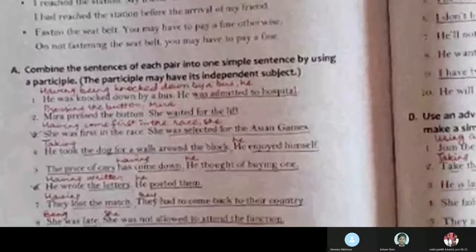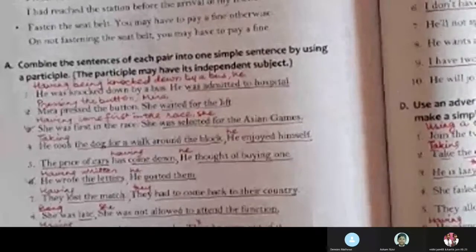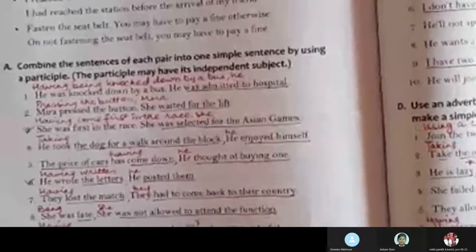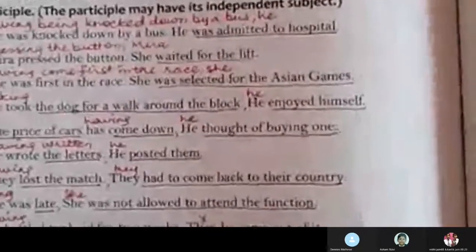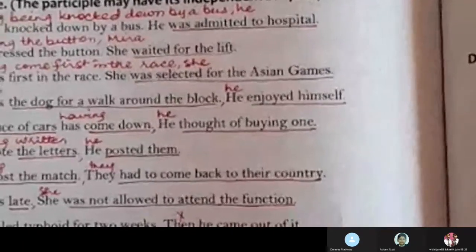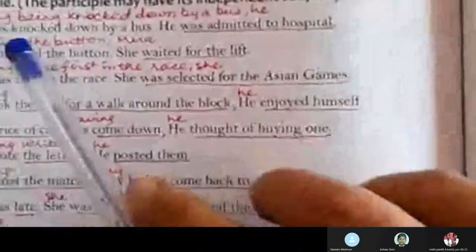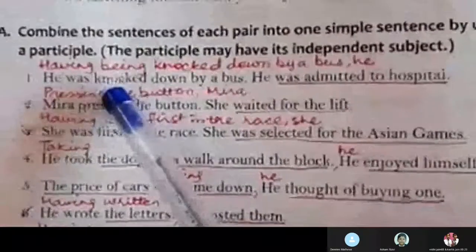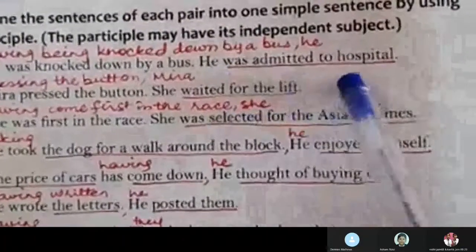Now, coming on to the first exercise, combine the sentences of each pair into one simple sentence by using a participle. The participle may have its independent subject also. So we begin with the first sentence. He was knocked down by a bus. He was admitted to the hospital. Now join it together. Having been knocked down by a bus, he was admitted to the hospital.